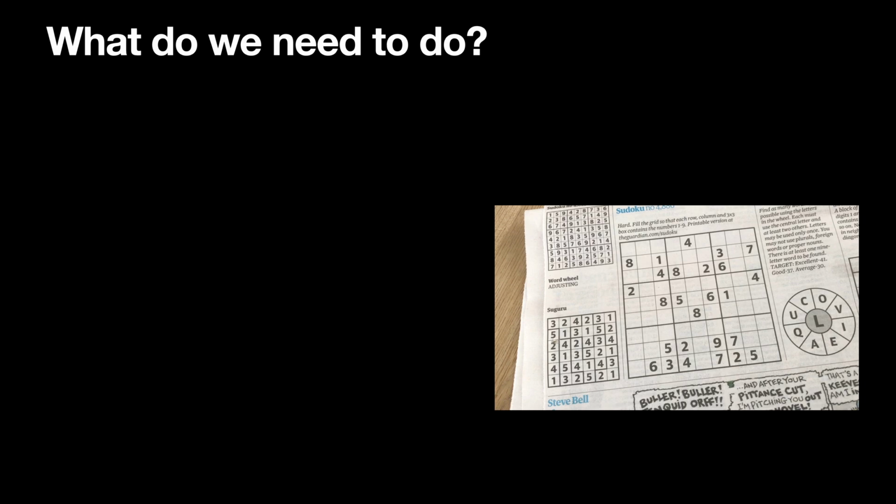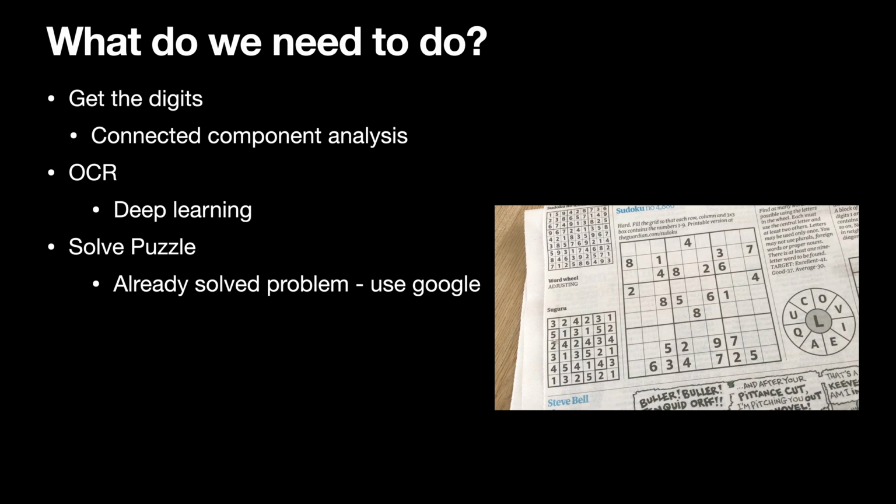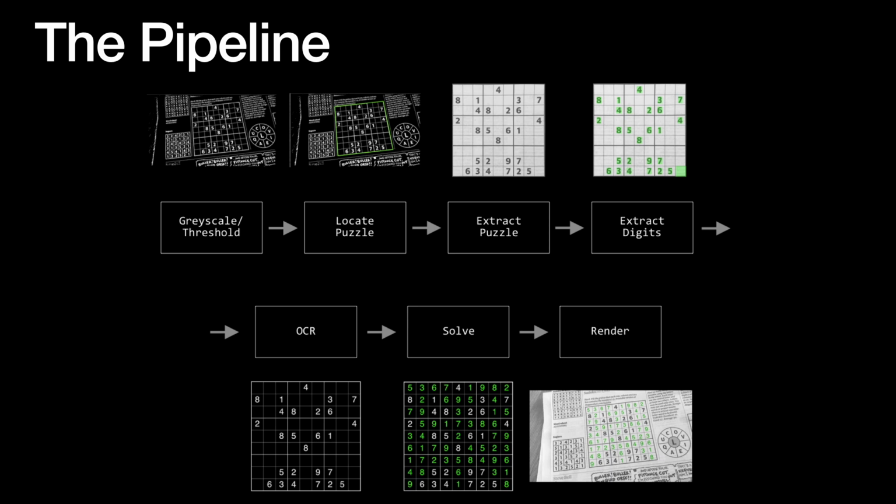With the puzzle extracted, we need to get the digits. Since we know where the boxes are, and we have the thresholded version of the image, we can use connected component analysis again, and just find the bounding box of each digit. We can then do OCR on these digits, which is a great use of deep learning. And then we can solve the puzzle, and for this, we can just use Google to find a suitable algorithm. It's already a solved problem, and it's not really image processing. So here's our processing pipeline. Threshold, locate, extract, OCR, solve, and then draw the results back.